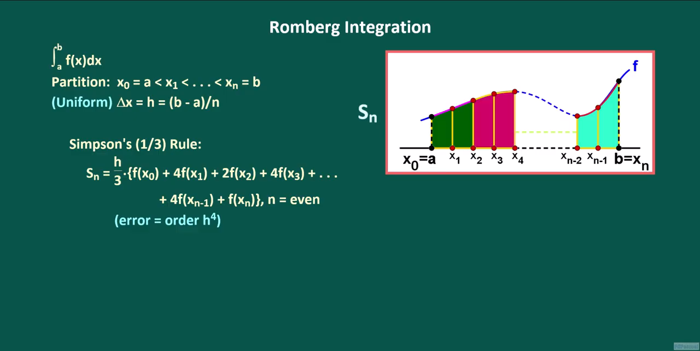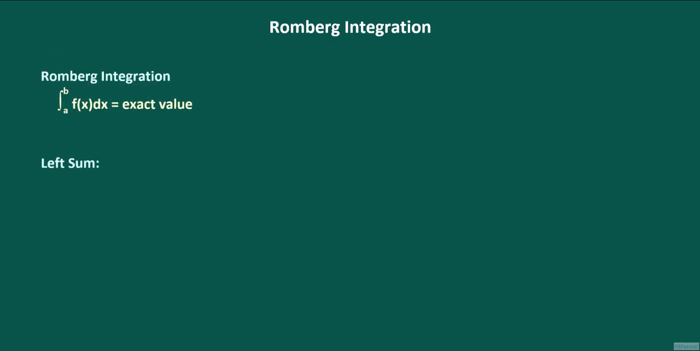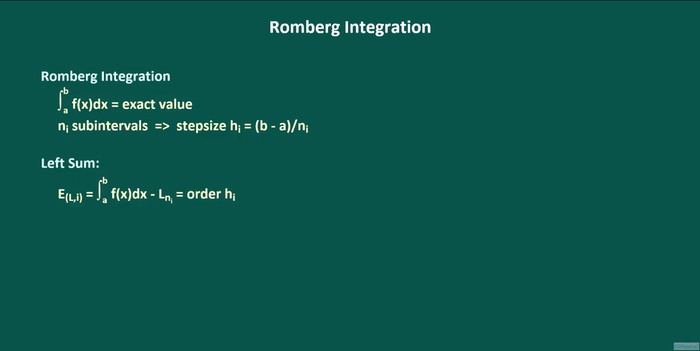To illustrate how Romberg integration works, let's first apply it to the left sum. For each number n sub i of subintervals partitioning the interval from x equals a to x equals b, the step size h sub i is equal to b minus a divided by n sub i. Let L sub n sub i be the corresponding left sum estimate for the exact value of the integral. Let E sub Li be the corresponding error when using L sub n sub i. If f is at least twice differentiable, the global error for L sub n sub i in estimating the integral is of order h sub i.